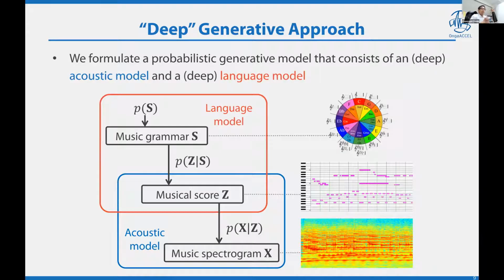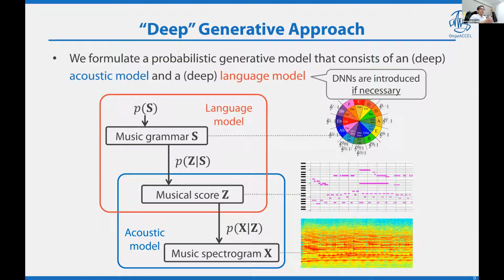Okay, to achieve such a system, we take a deep generative approach where we formulate a probabilistic generative model that consists of a deep acoustic model and a deep language model. DNNs, neural networks, are introduced only if necessary. We don't want to abuse deep neural network techniques. Actually, if we have some explicit musical knowledge, we can explicitly formulate some probabilistic model using hidden Markov model, Gaussian mixture model, NMF, or something like that.